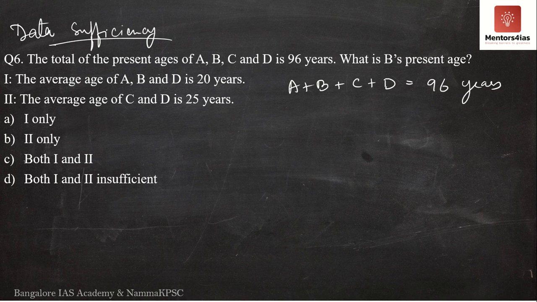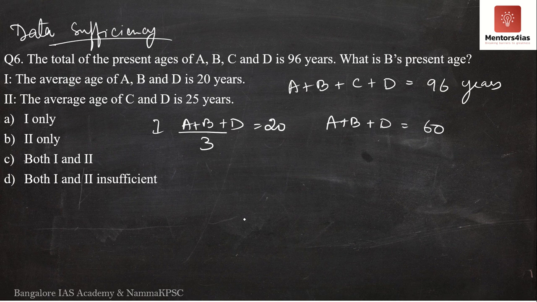The total of the present ages of A plus B plus C and D is 96 years. From the first statement, which says the average age of A, B and D is 20 years, what does this mean? A plus B plus D divided by 3 is equal to 20. Therefore, A plus B plus D is equal to 60.